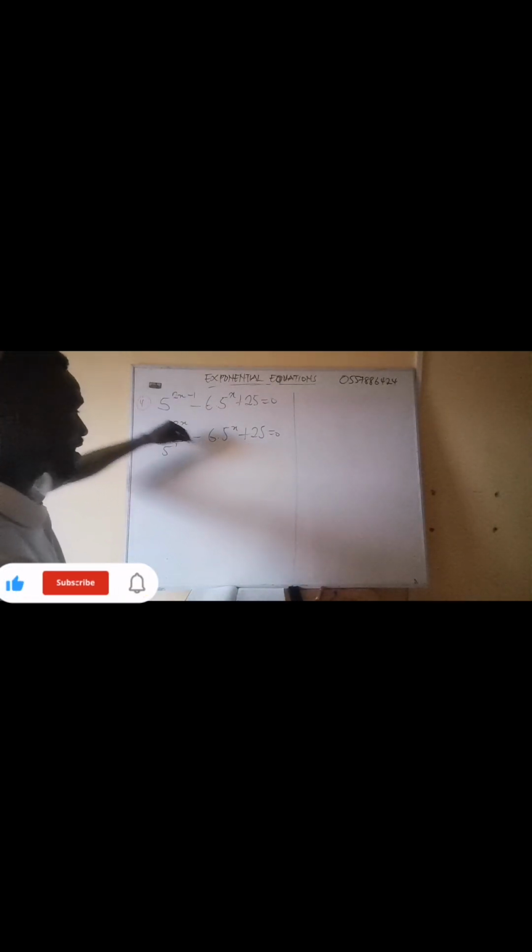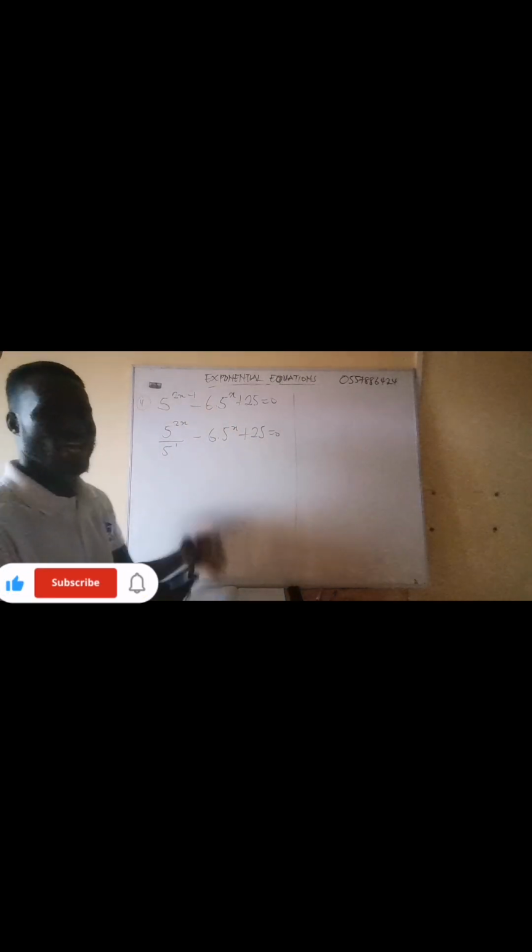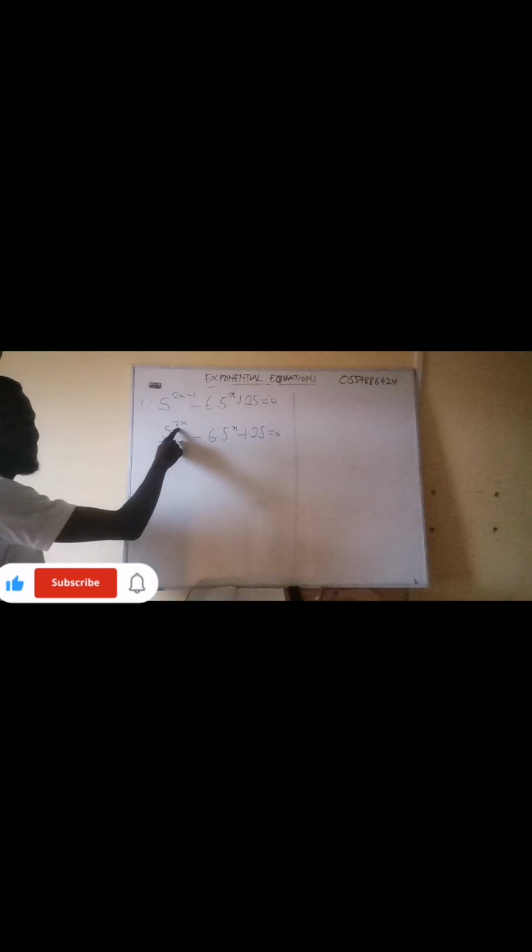Follow me closely. Now this is 5 exponent x. I can get another 5 exponent x here. Don't forget, as you solve more questions, you know that anytime you get something like exponent 2x, you're going to get a square. So let's break it down. Now I have 5 exponent x all exponent 2 divided by 5.